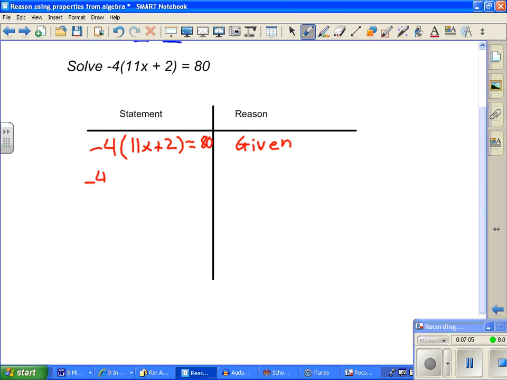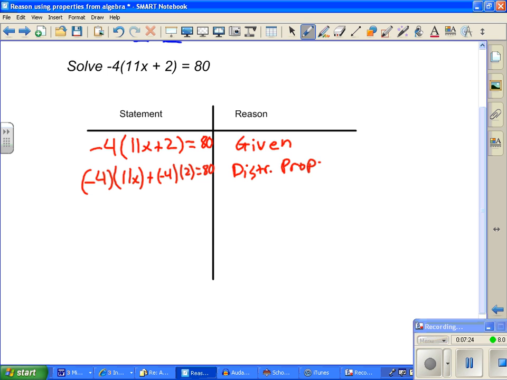Now, first thing I want to do is distribute, obviously. So this is going to be negative 4 times 11x plus negative 4 times 2 equals 80. And the reason for that is distributive property. Okay? Because I can multiply that negative 4 by everything inside there.